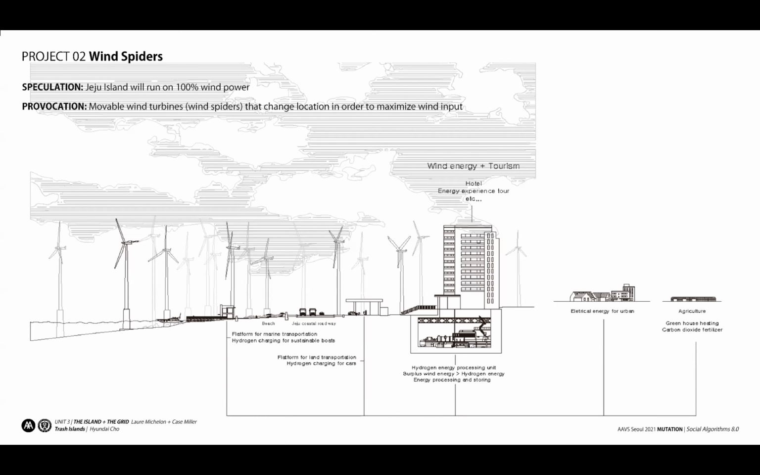The next project was very entertaining to watch unfold because Hyundai came at this as, what if Jeju Island runs on 100% wind power? And then looking at how that might work, his provocation ended up becoming movable wind turbines that he called the wind spiders, which change location in order to maximize the energy output.